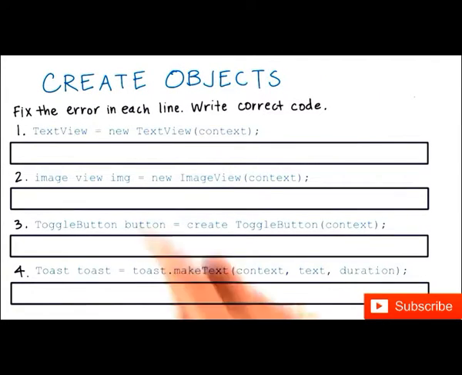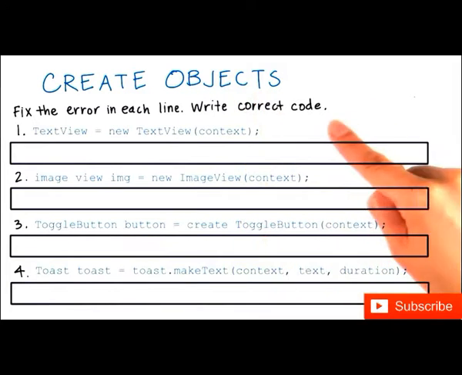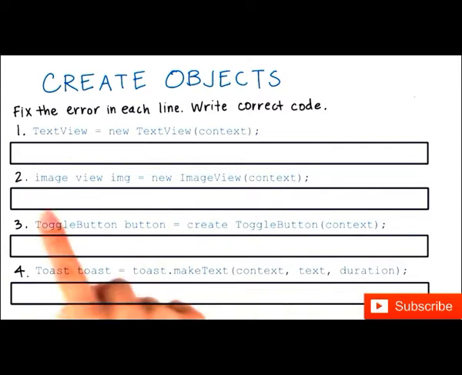Here's a chance to practice with creating objects. In each of these lines of code, there's an error. Figure out what the error is and then write the correct line of code in these boxes below.